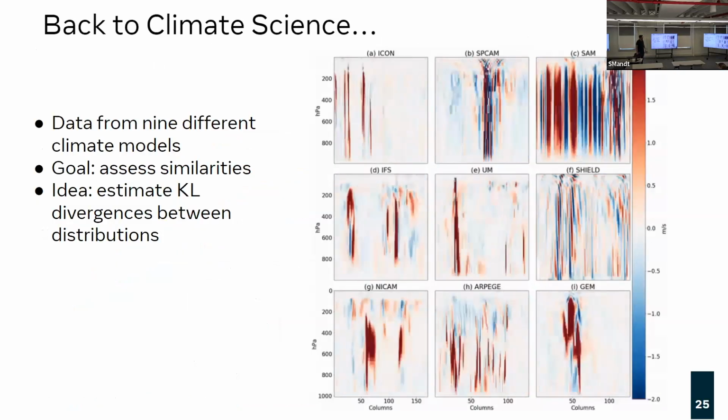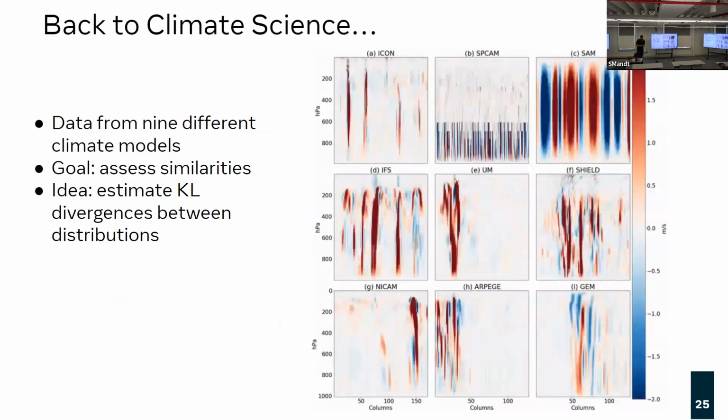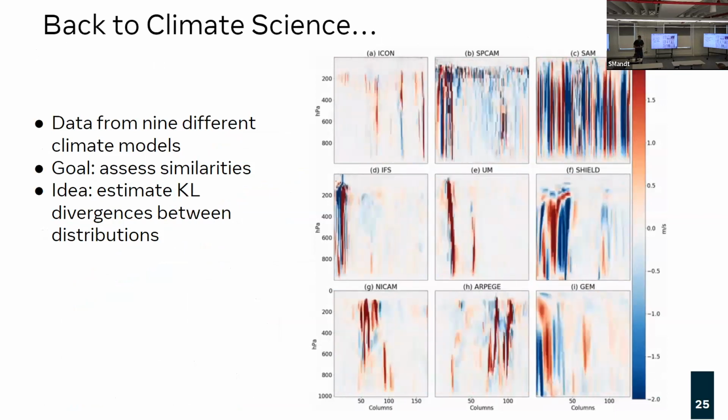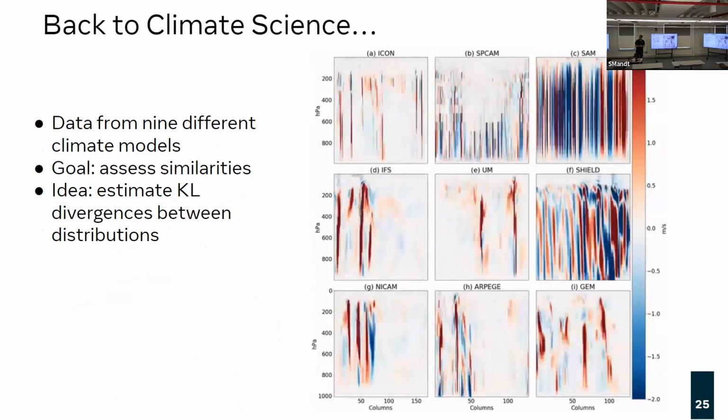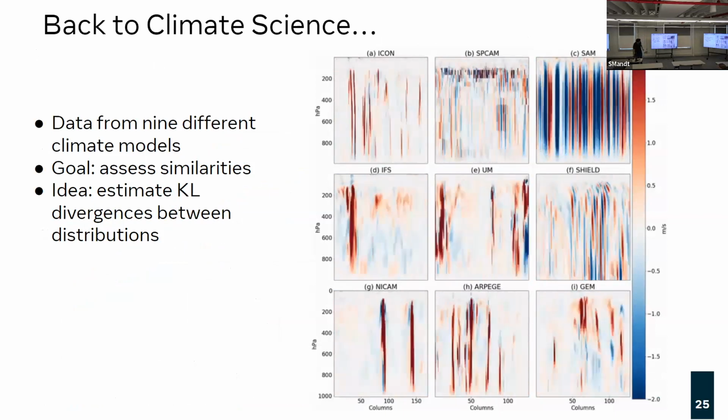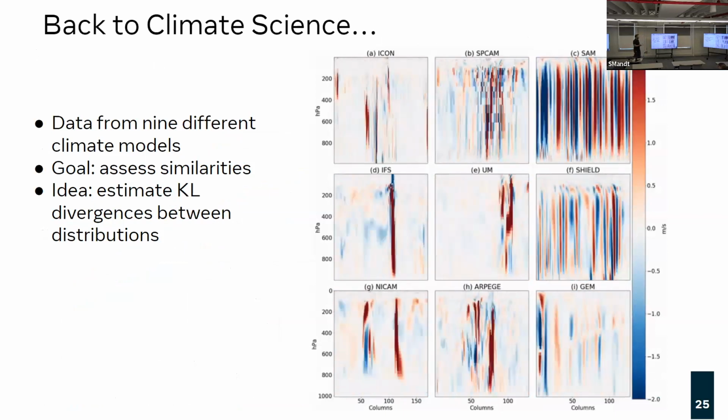Okay. Let's get back to climate science. When did I start? At 3:30? 32, 33. 33. Okay, good, perfect. Let's get back to our climate science problem.